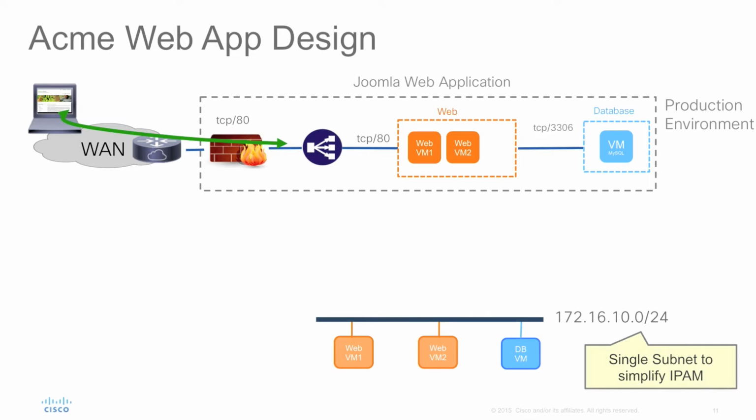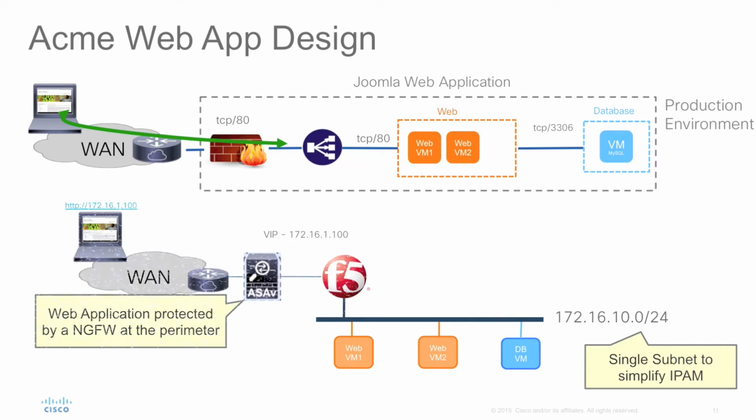To make it very simple, we want to have all application tiers in a single subnet. This simplifies IP address management, which makes it easy for a cloud management and orchestration system to replicate this. We will be using an F5 load balancer to front-end our web virtual machines, and we will be using an ASA with a SourceFire module as a next-generation firewall to protect the perimeter.